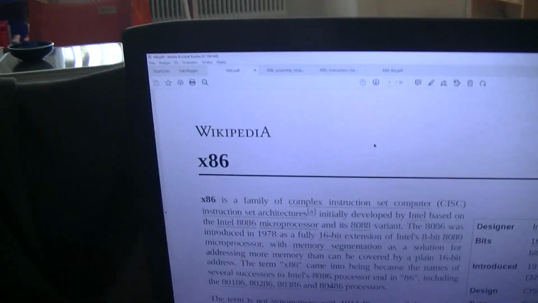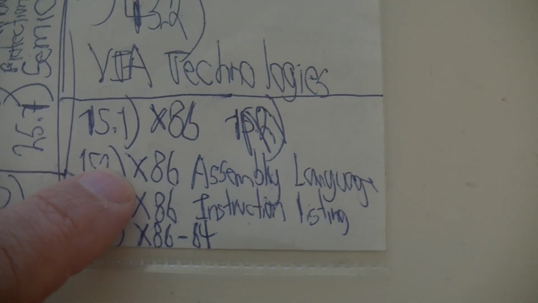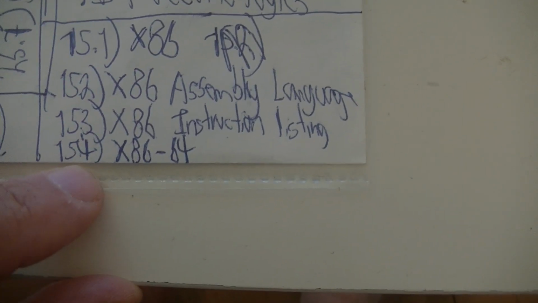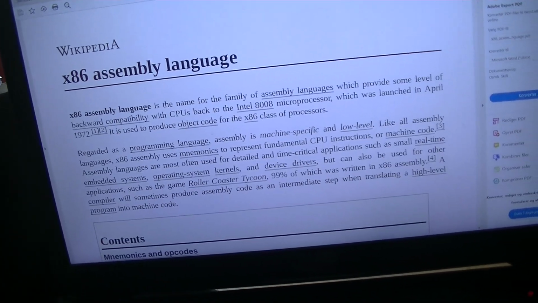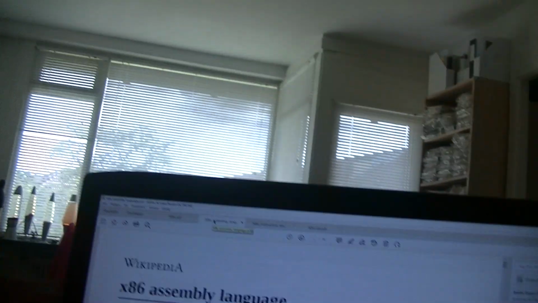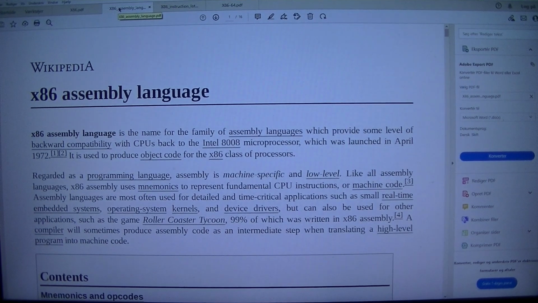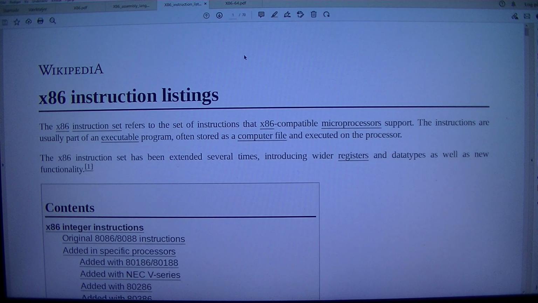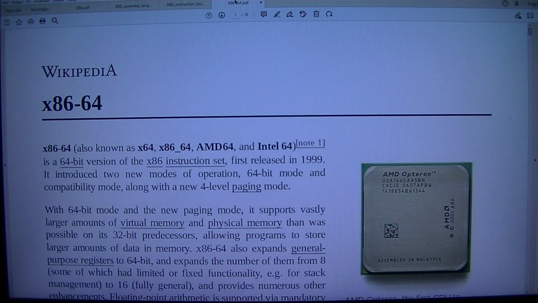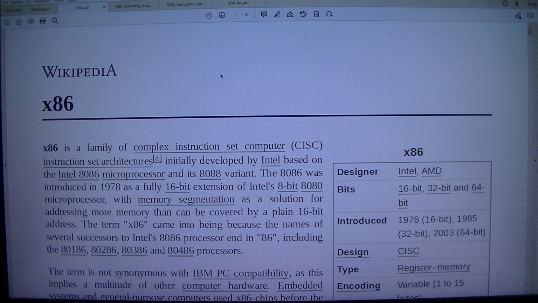Let's do this. X86 instructions and X86 assembly language instruction listings. That's a lot of pages. This is 30 pages. X86 assembly language, that's 16 pages. This is 70 pages, X86 instruction listing. That's a lot of pages. And then this, X86-64 instructions. That's 28 pages, so that's a lot more pages.